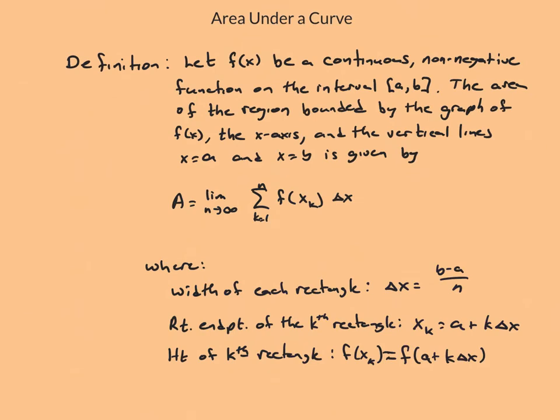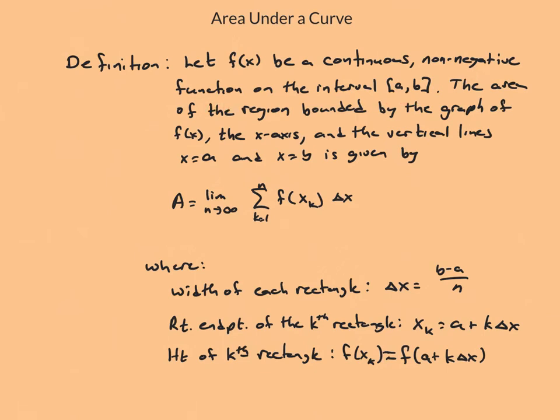Now what we're going to do is really go through and try to use everything we've done so far in this video. We're going to come up with a way to use that to actually calculate what the exact value of that area is. So our definition here is where f of x is a continuous non-negative function on the interval from a to b.